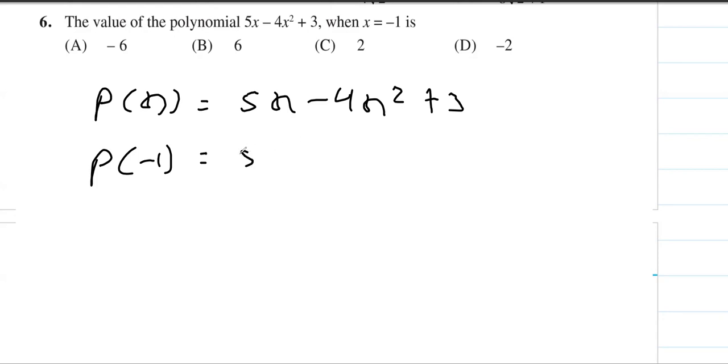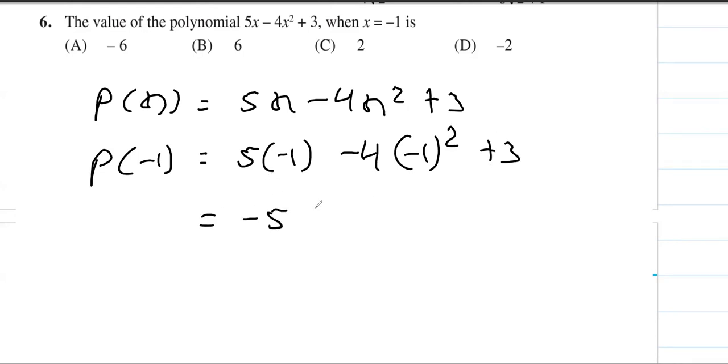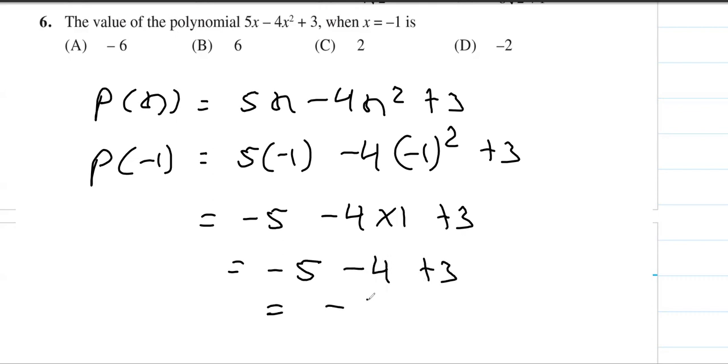So clearly it is 5 into -1 minus 4 times, if I replace this x squared with x as -1, so it's (-1) squared, plus 3. Now this is 5 into -1 is -5. This is -4. (-1) squared is what? -1 into -1, that is 1, plus 3. Now this is -5. -4 into 1 is -4, plus 3. So this is -9 plus 3, which is equal to -6. So D is the correct answer for this.